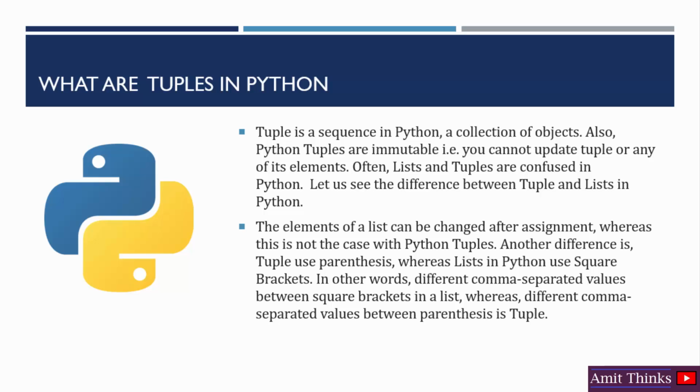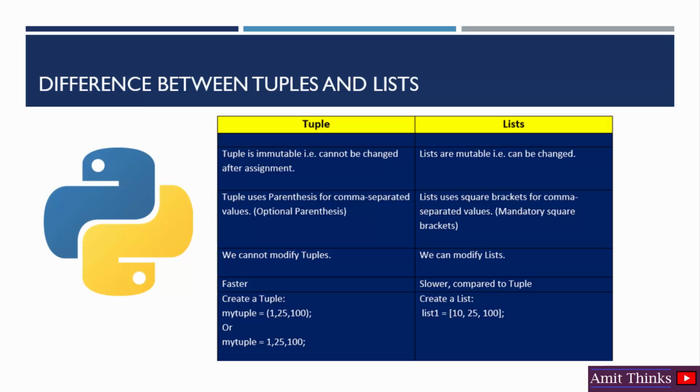So we often compare tuples with lists. Let us see the difference. Tuples, as I said, are immutable. You cannot change them, but you can change a list after creating it. A tuple uses parentheses for comma separated values. A list uses square brackets for comma separated values. These square brackets are mandatory. However, in tuples, these parentheses are optional. We cannot modify tuples. I told you before, a tuple is immutable and a list is mutable, that is, we can modify them. A tuple is faster in comparison with a list.